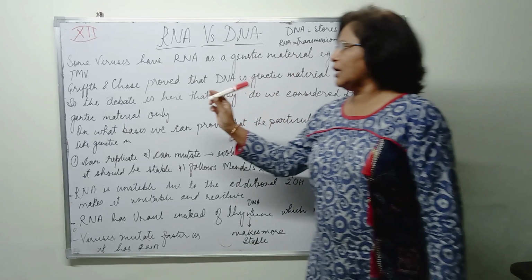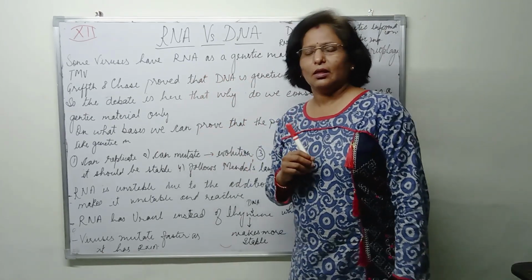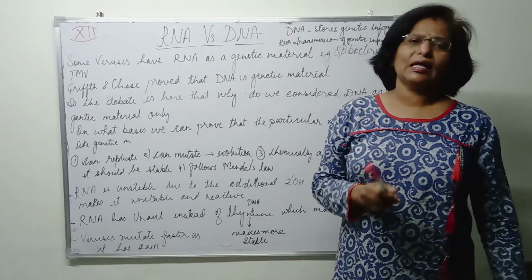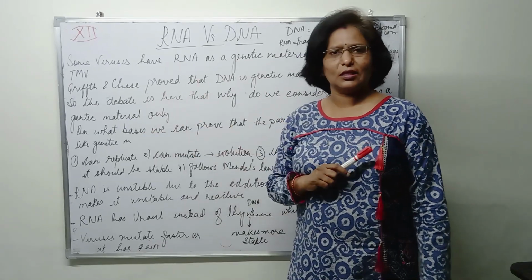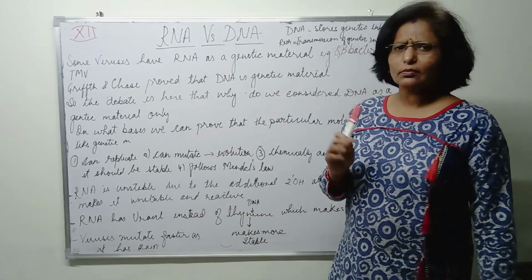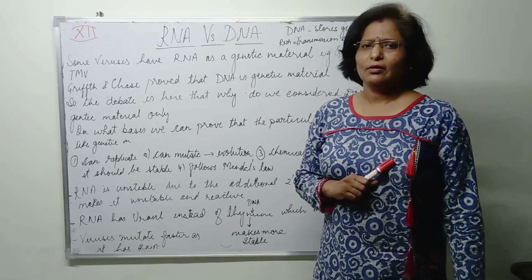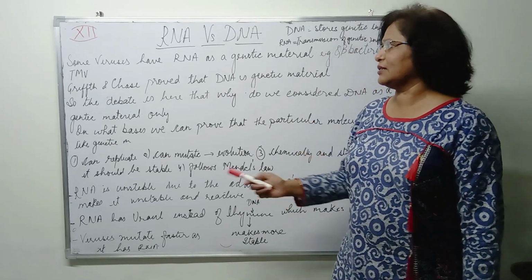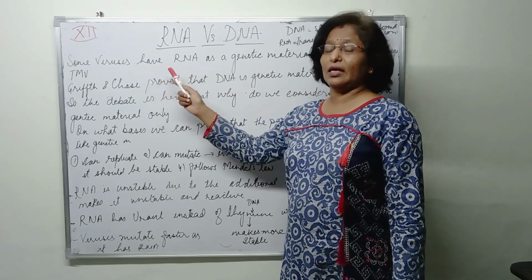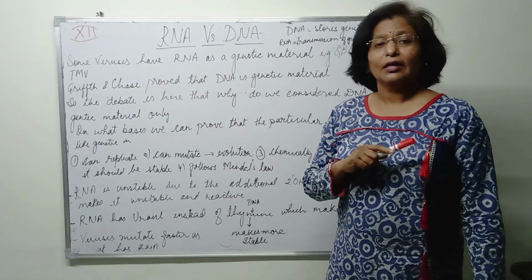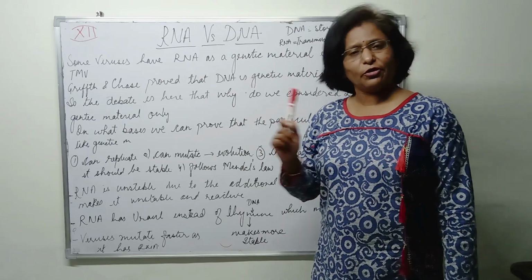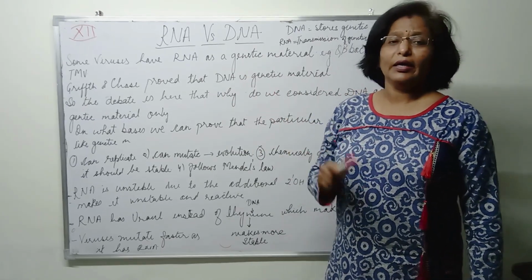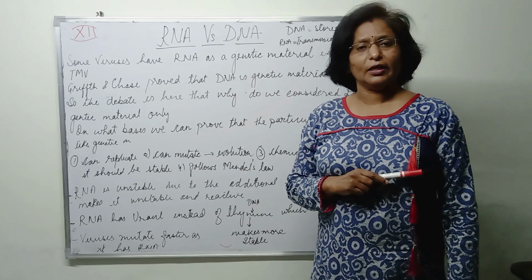A number of scientists, like Griffith, Hershey and Chase, proved that DNA is a genetic material. But some scientists said that viruses have RNA, and that RNA transmits its hereditary characters. That's why RNA is also a genetic material.